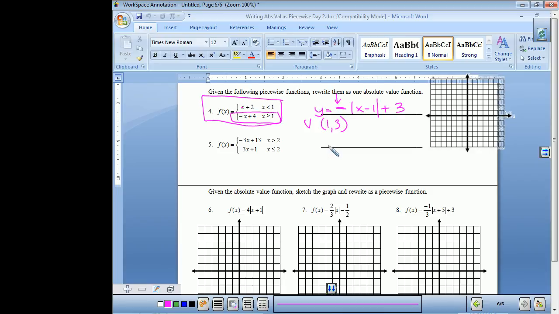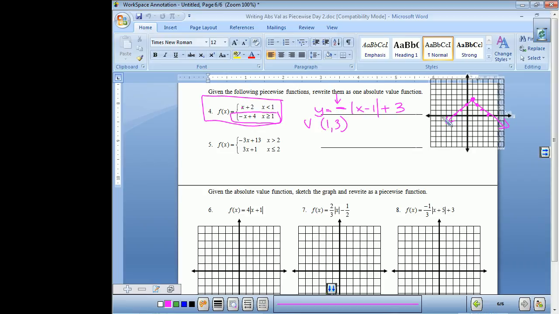Now let's prove it. We know the vertex is 1, 3. The left side says my slope is positive 1. So I'm going to do the opposite to go left. The right side says my slope is -1. And from the piecewise function, it graphed that. Is this the equation for that absolute value function? Yes, it is.